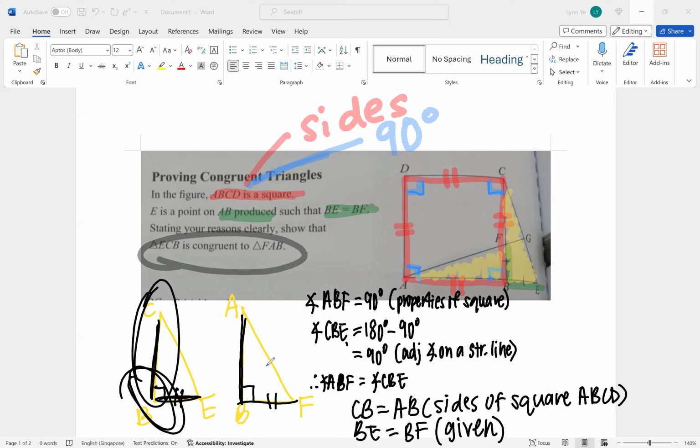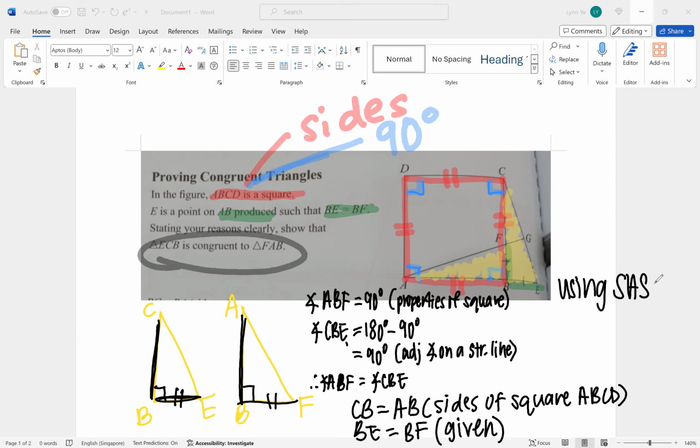One side, one angle, one side. So now we got to say, using what? Using SAS test. We can now say that triangle ECB is congruent to triangle AFB.